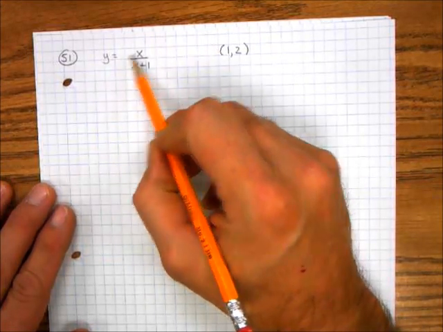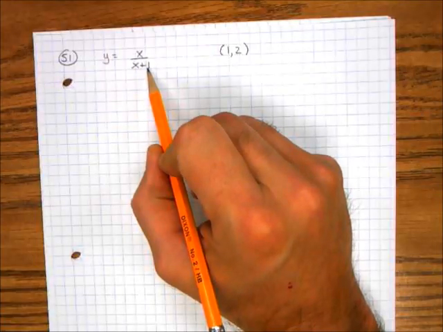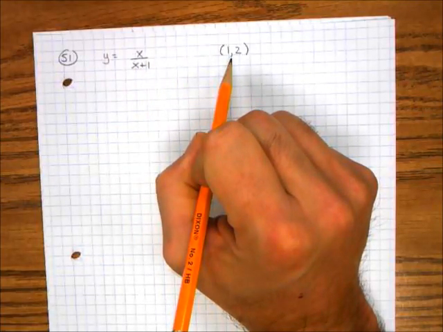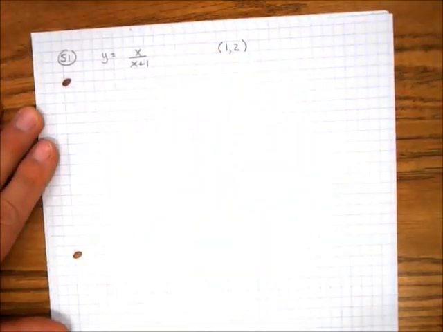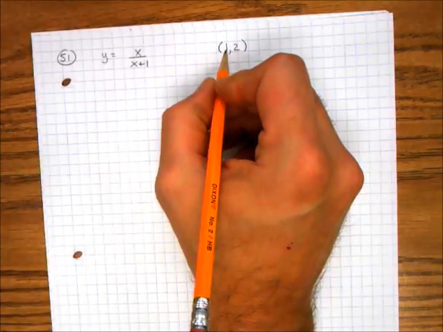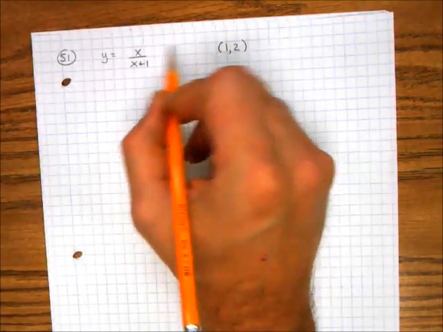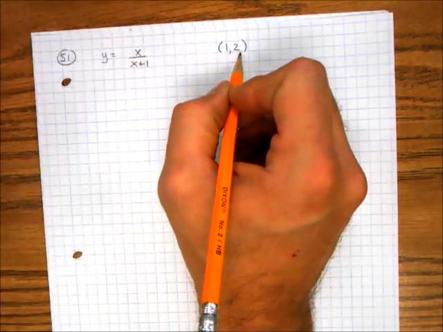51. Y equals x over x plus 1. How many tangent lines to this curve pass through this point? At which points do these tangent lines touch the curve? Okay, so the first thing I notice is this is not on the curve. So when I plug 1 in, I get 1/2, not 2. So it's not on the curve.